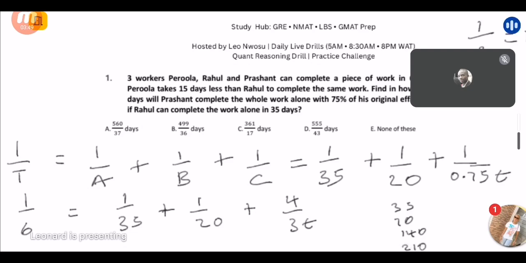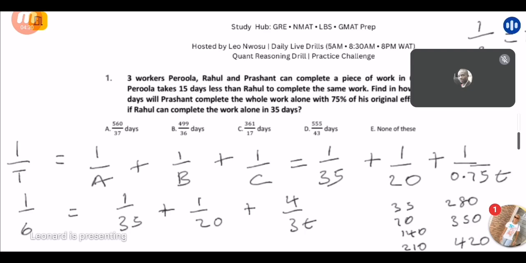Now, 6 can divide 210, but 20 cannot. So let's move to 280. 20 can go, yes, but 6 cannot go. Let's move to 280 plus 70. 280 plus 70 is 350. Neither 20 nor 6 can go. Then 420. 20 can go and 6 can go. And this is also the smallest. So we use it. But remember, because we have t, it's going to be 420t.